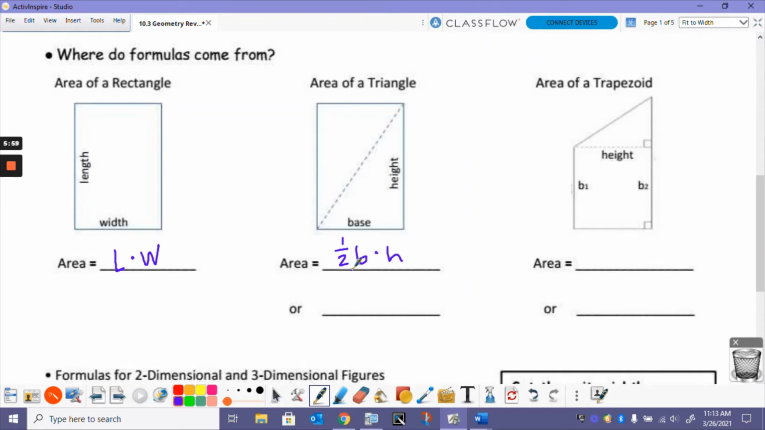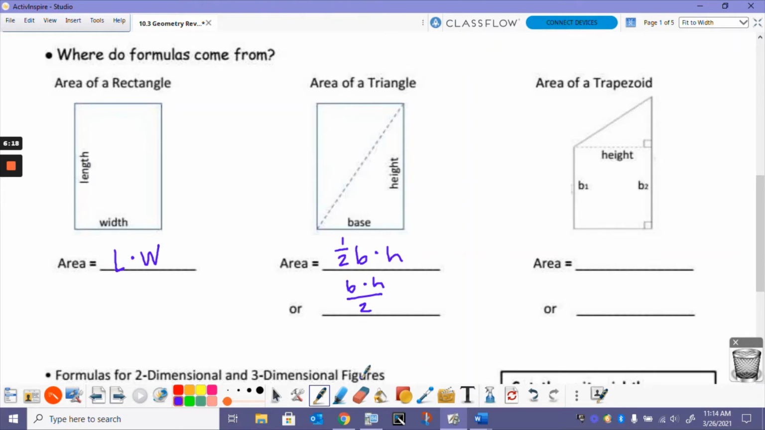This can also be rewritten if we consider b and h and 1, then that can all be in our numerator. So b times h over 2. So base times height divided by 2. Either one of these is correct and they will give you the same answer. They're the same thing.